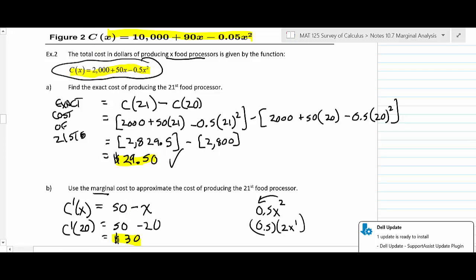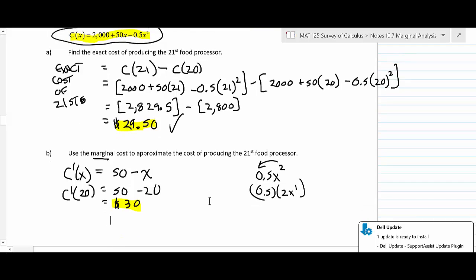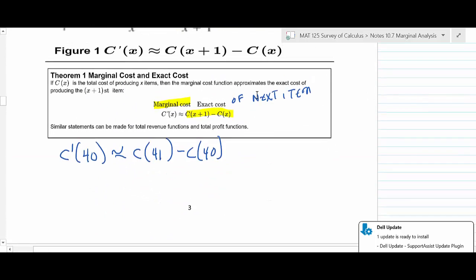Yes? Why did you do 20 and not 21? That's the thing you want to be clear about. If you go back and look at this theorem on here, it always works this way. You use that derivative to approximate the exact cost of the next item. So if I want you to approximate 21, you do a derivative with 20, and so forth. Don't get it backwards.